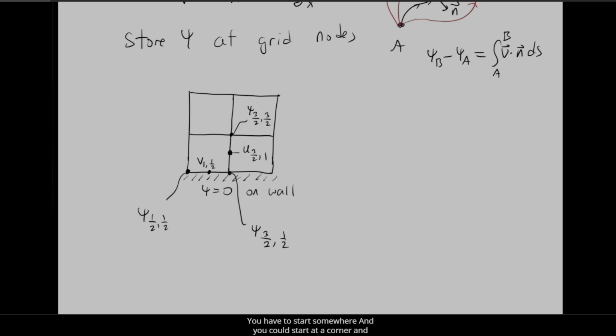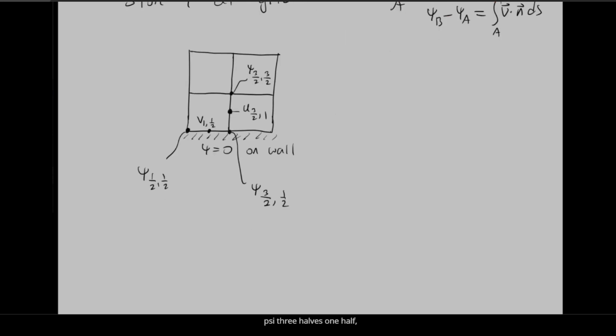You have to start somewhere. And you could start at a corner and say psi is equal to 0 there. And then from that, you can proceed to compute the next value over to the right. So psi 3/2, 1/2 is going to be equal to psi 1/2, 1/2 plus d psi dx times h. How do I get that? I'm going from here to here. So the formula applies from this going this direction. That is what I'm doing when I do this update right here. I go from the left value to the right value, and I need d psi dx.